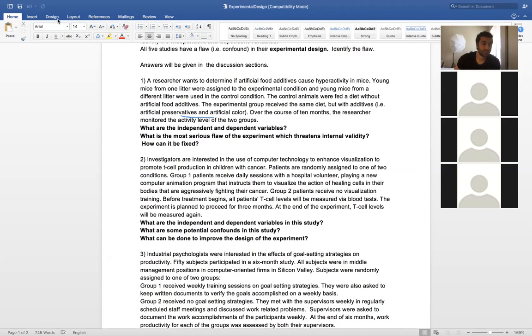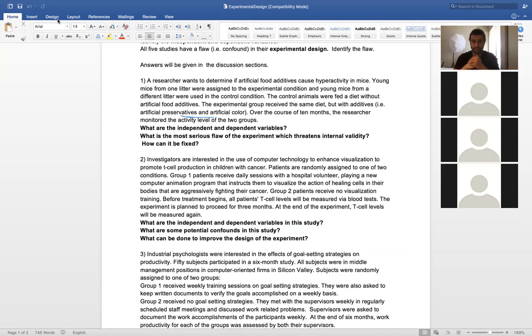So is the independent variable the food additives? Yes, the independent variable is the food additives. Is a flaw that the experiment doesn't state specific measurements? It could be, but one of the most important ones is that there is no random assignment in this experiment.